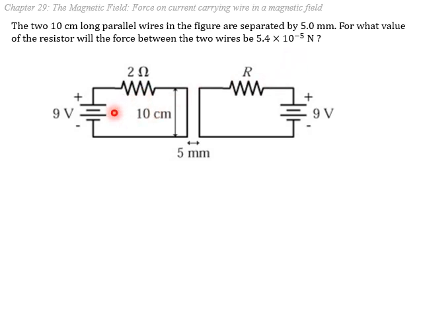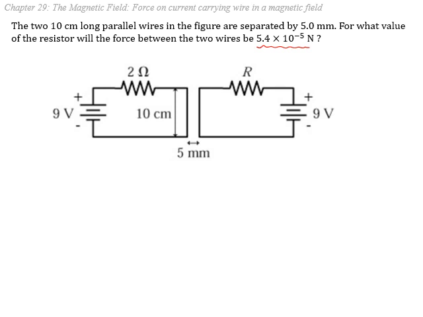So with resistors connected to a battery, that means current is going to flow in each of these circuits. We'll have two current carrying wires close to each other. They're going to experience a magnetic force. So we know that our magnetic force is 5.4 times 10 to the minus 5. Let's try and put all that together.